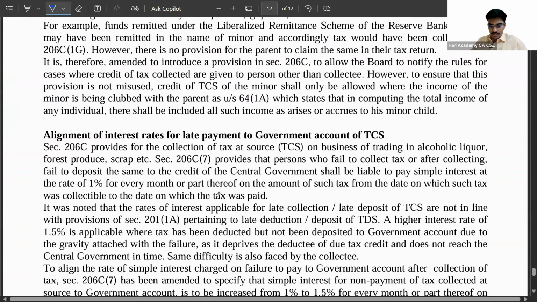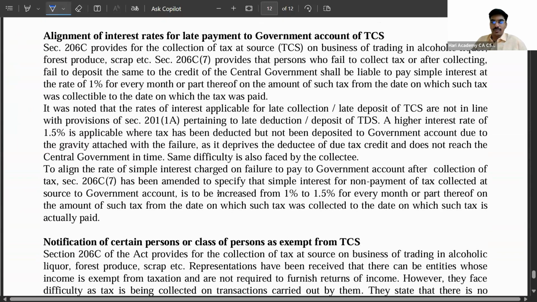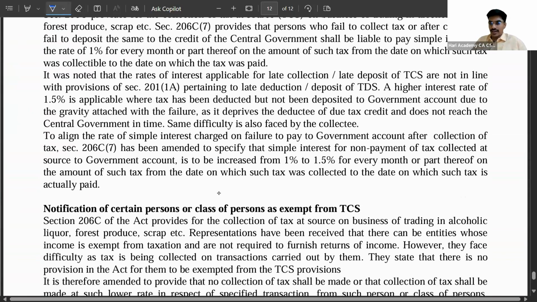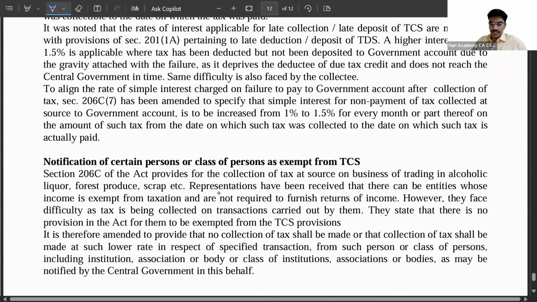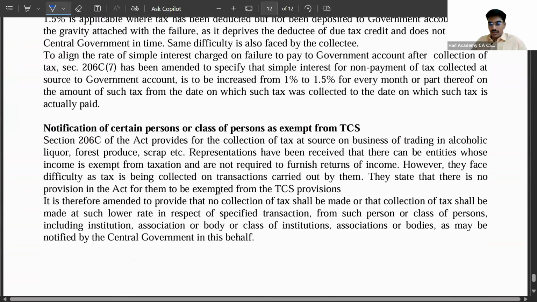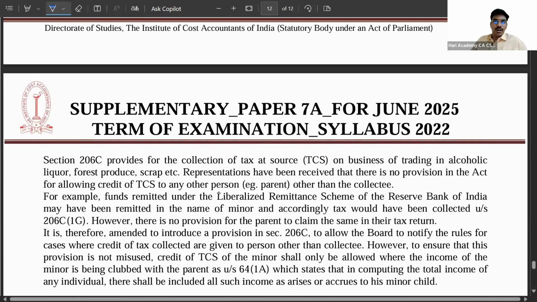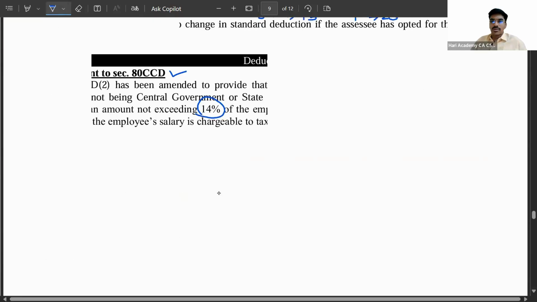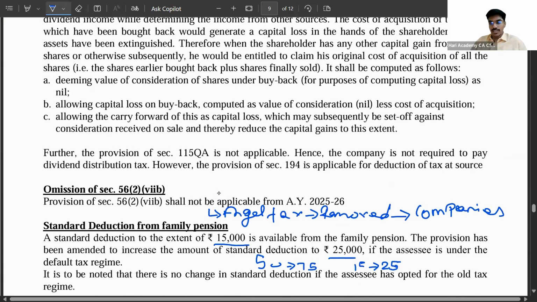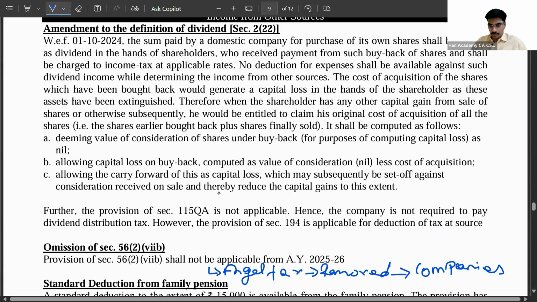Again procedural. They have said that, as you all know, there will be two interest categories: amount collected and not paid, and amount not collected and not paid. For amount not collected and not paid, the interest rate will be 1%. For amount collected and not paid, the interest rate will be 1.5%. So now even for TCS, that rate has been increased. They have also notified that they can notify any person for TCS. Right. So with this, the entire discussion on amendments made in direct tax is complete.